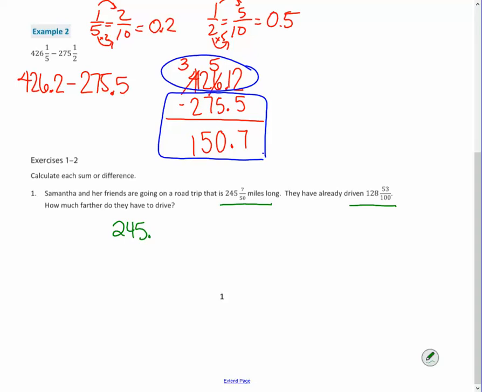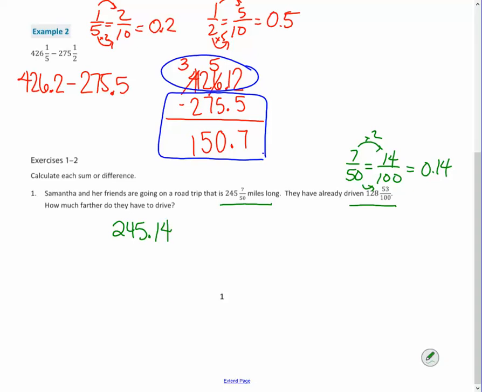7/50. Well, if we scale 7/50 up to 100, we multiply this by 2, multiply this by 2, and we get 14 hundredths. So that's 0.14. That's how you do that.